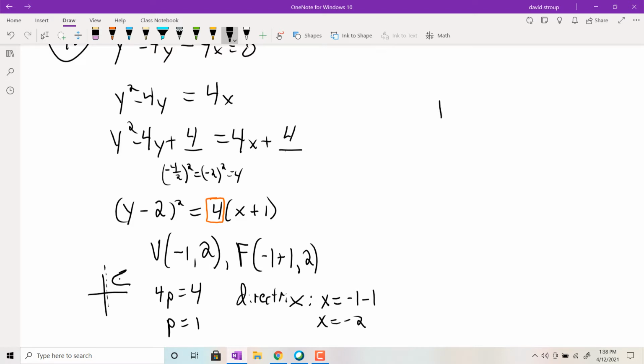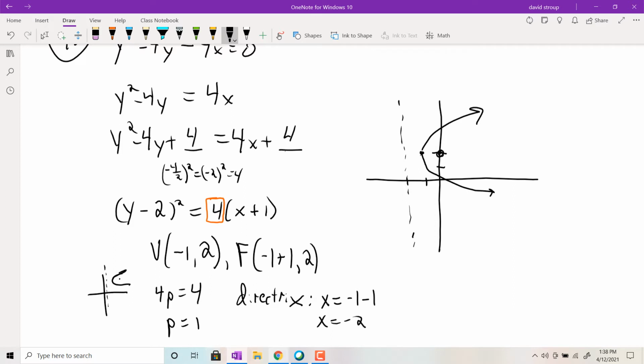Okay, and then we just go ahead and graph all this business. And let's see, the vertex is negative 1, 2. And then the focus, I need to move over 1 to the right. There it is. And the directrix will be right here. And then you could kind of just guesstimate the shape of the parabola, how kind of flat it is. You can guess at that. Okay, so there's the answer with all of its bells and whistles.